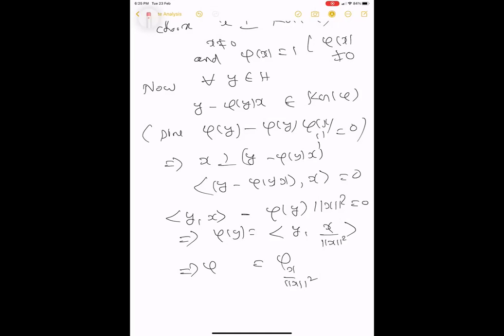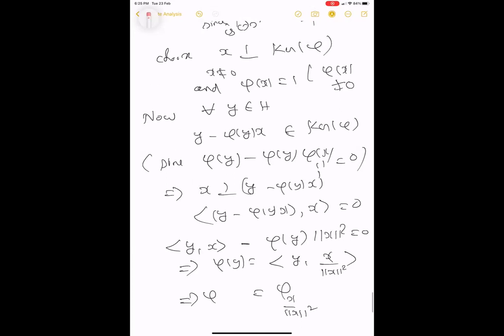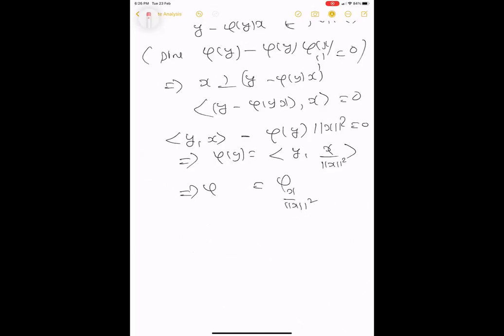There is one problem here, because this says the norm of x is 1, or the norm of phi itself, which we haven't assumed. But the norm of x by norm x squared is not 1, right? No, there's no problem. It's x by norm x squared, not x by norm x. So this is okay. That's all. The lemma is true.